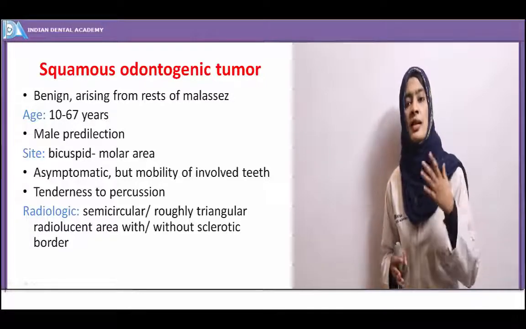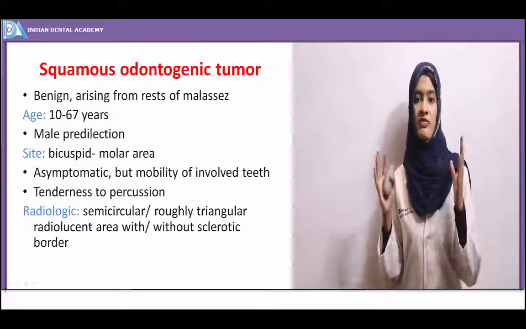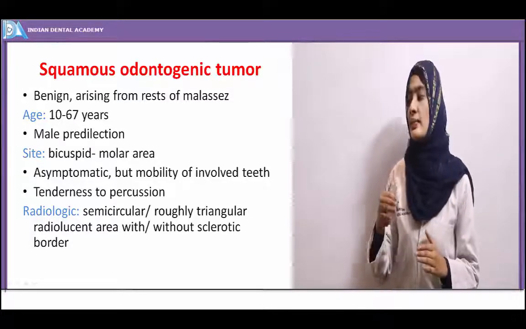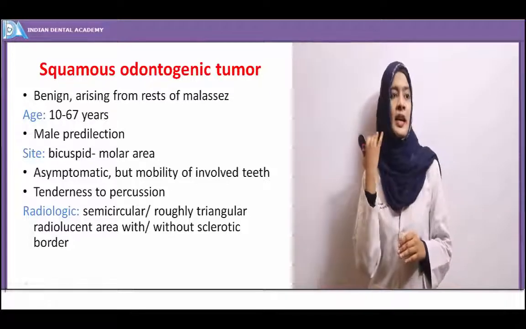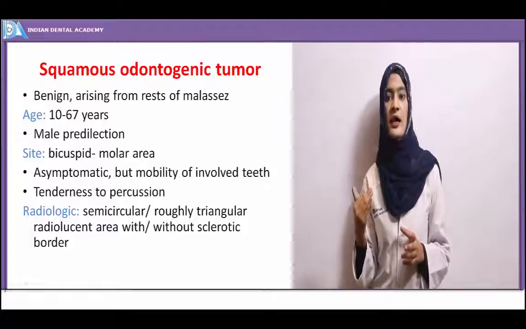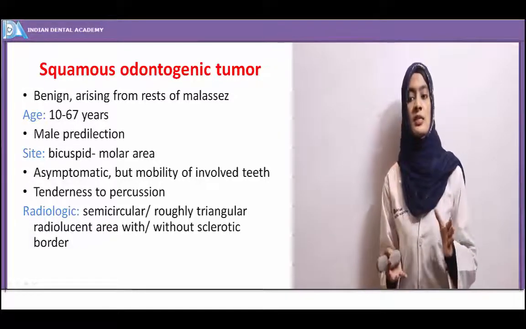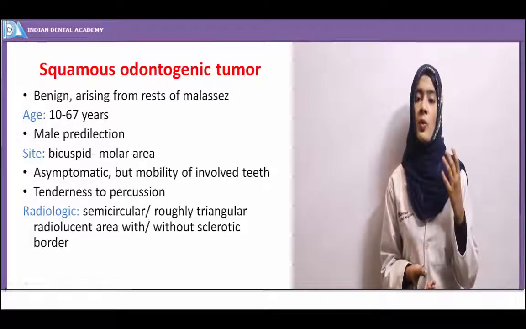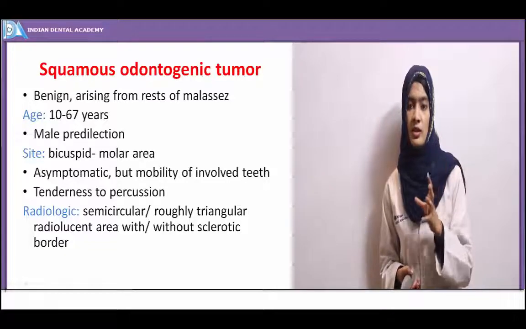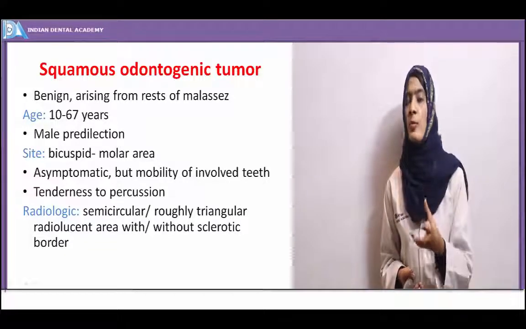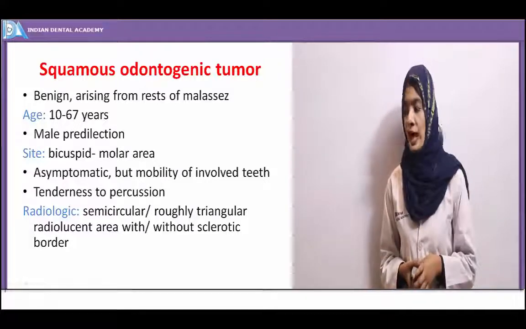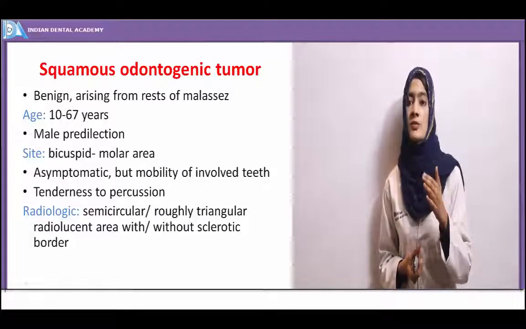As for the clinical features, males are more commonly affected and it is seen over a wide age range, again from 10 years to 67 years of age. The clinical presentation shows a predilection for occurrence in the bicuspid molar area, most commonly the mandibular molar area. Initially it is very asymptomatic and a very slow growing lesion. The clinical presentations may be mobility of the involved tooth in the area, tenderness to percussion, and the teeth may be loose or exfoliated. The clinical symptoms are non-specific.